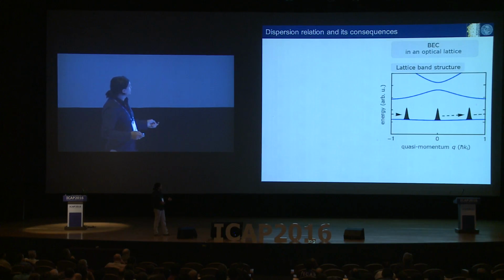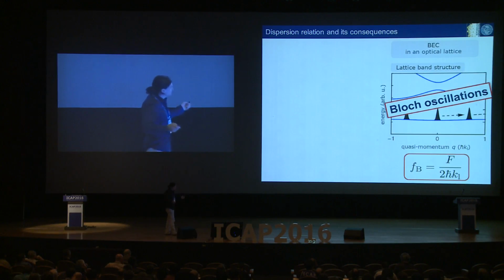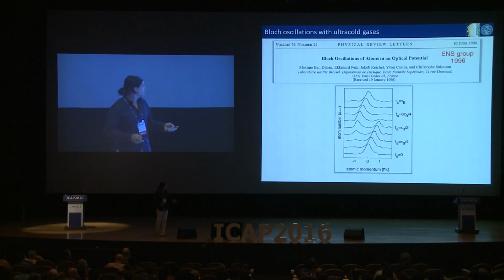But before I do so, I should remind you of what Bloch oscillations actually mean. If you have a BEC in a lattice, you have a band structure, and you accelerate your wave function, you get a periodic motion through the Brillouin zone with a characteristic frequency, which is set by the force and the inverse lattice spacing. This is known as Bloch oscillation. In fact, our previous speaker and several people here in the audience, Eckhard Peik and Jakob Reichel, have shown exactly 20 years ago that it is possible to see such a behavior in cold atom systems.